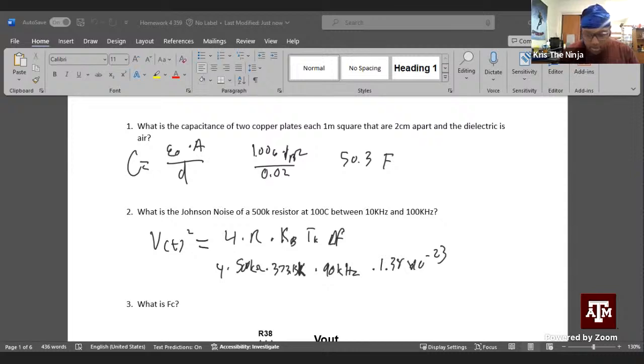That should give you, wait, hold up. What is it asking? Should be 3.04 microvolts, or 30.45. Because this is the value of this squared, so if you square root that, that's what the answer would be. Yeah, so cool. Next question.